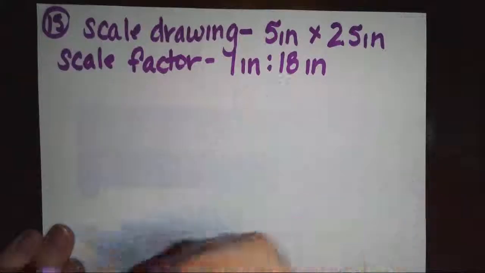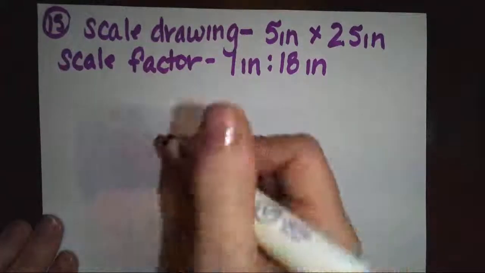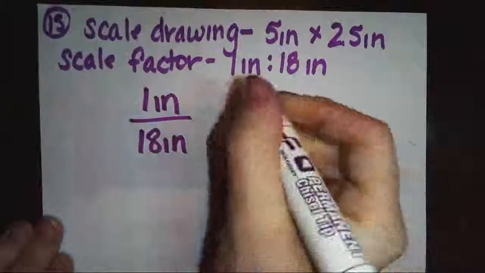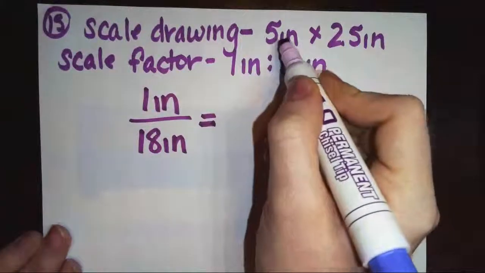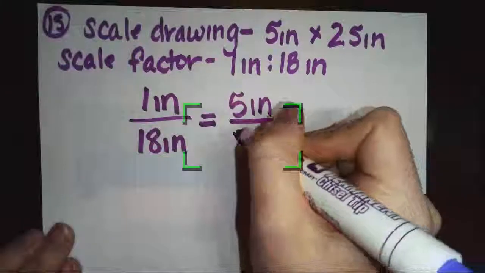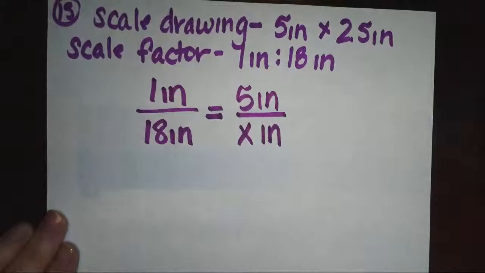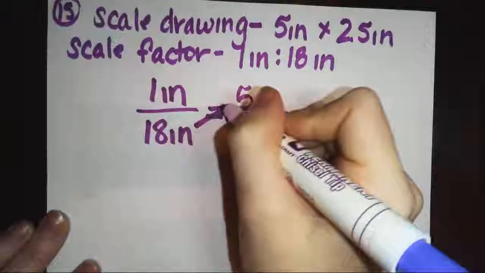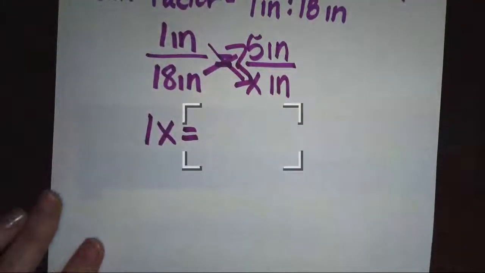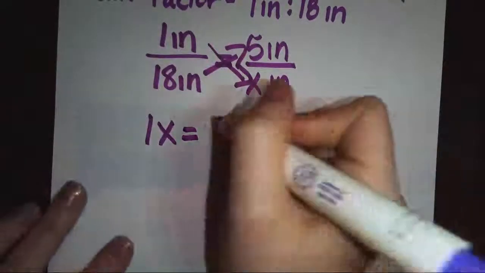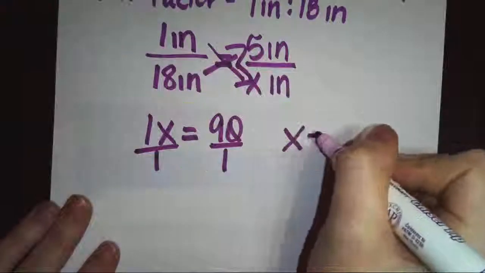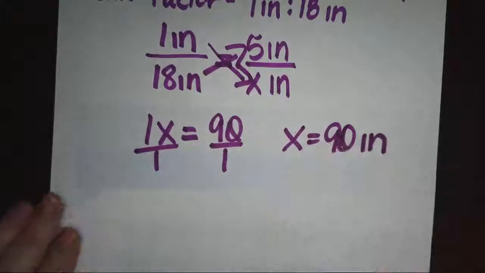Now, we have our scale factor, and that's what we always use as our first fraction for our proportion. So 1 inch in the drawing is 18 inches in real life. We know that for the first dimension, the length, we have 5 inches in the drawing, and we want to know how long it will be in real life. So I'm going to call that x inches. Now we've set up a proportion, and we can just cross multiply and solve. So we have 1x equals 18 times 5, which is 90. And of course we can divide by 1, we don't really need to, but x equals 90 inches. So our length would be 90 inches.